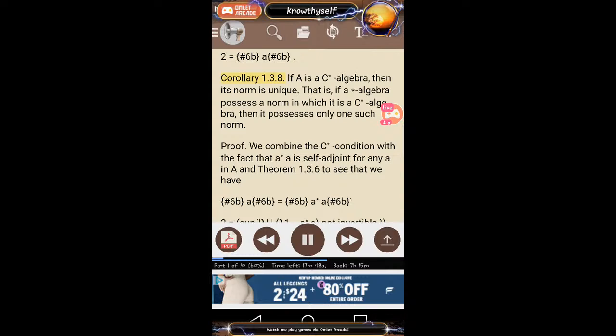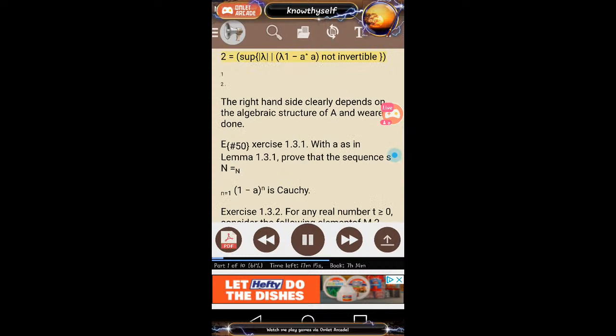Corollary 1.3.8. If A is a C*-algebra, then its norm is unique. That is, if an algebra possesses a norm in which it is a C*-algebra, then it possesses only one such norm. Proof. We combine the C* condition with the fact that a*a is self-adjoint for any a in A in Theorem 1.3.6 to see that we have ‖a‖ = ‖a*a‖^(1/2) = sup{|λ| : λ1 − a*a not invertible}^(1/2). The right-hand side clearly depends on the algebraic structure of A, and we are done.